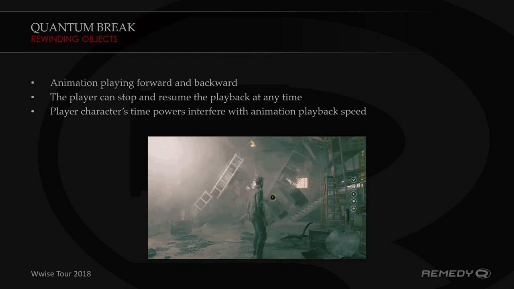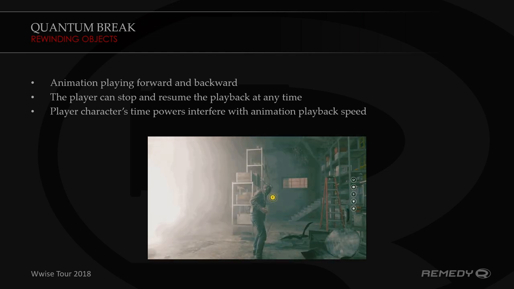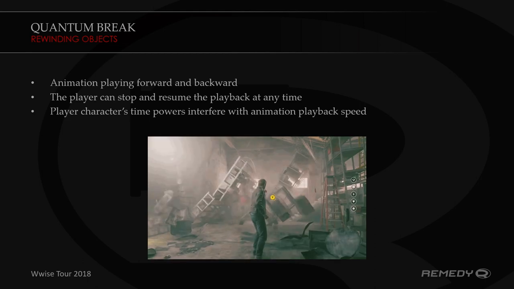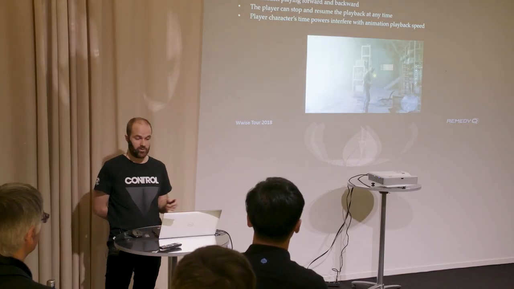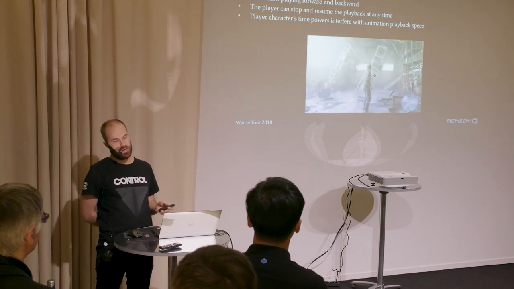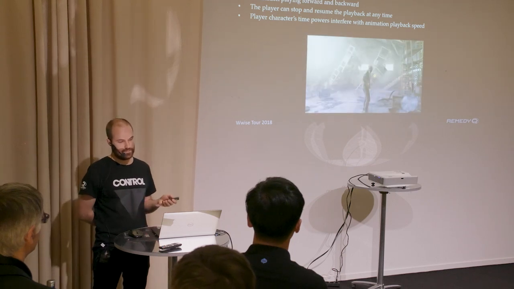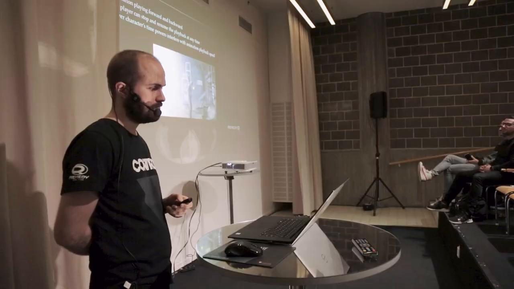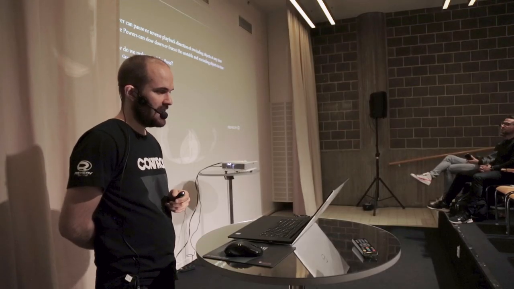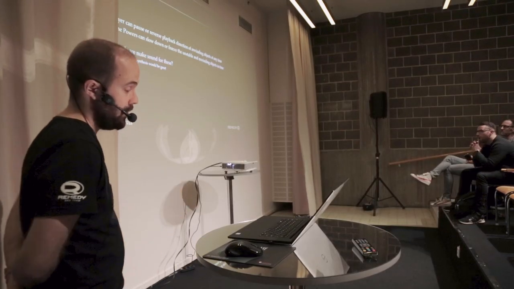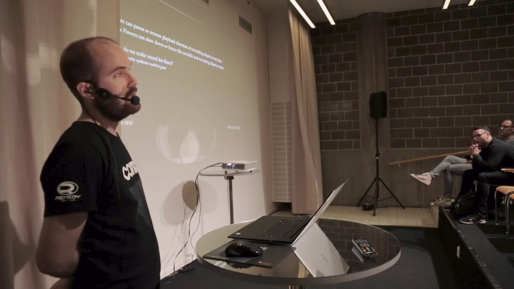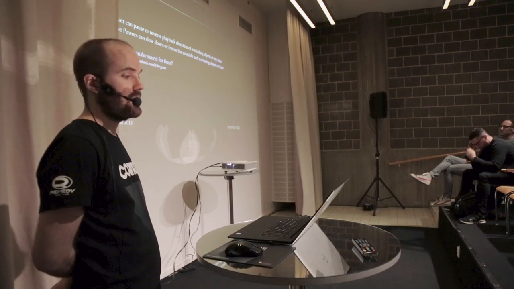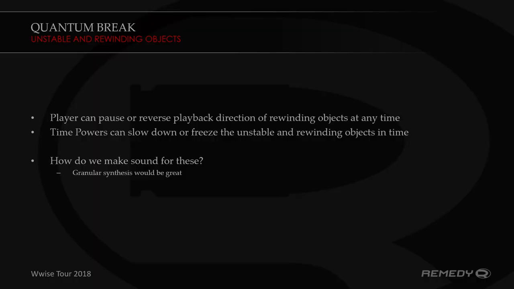Rewinding objects are quite similar, but the player here controls the playback directly. They can play forward and backward and pause at any time. And again, the time powers have an impact on the speed of the animation playback. So, as a player, with these special objects, we can pause or reverse playback direction at any time. And time powers can slow down or freeze these objects in time.